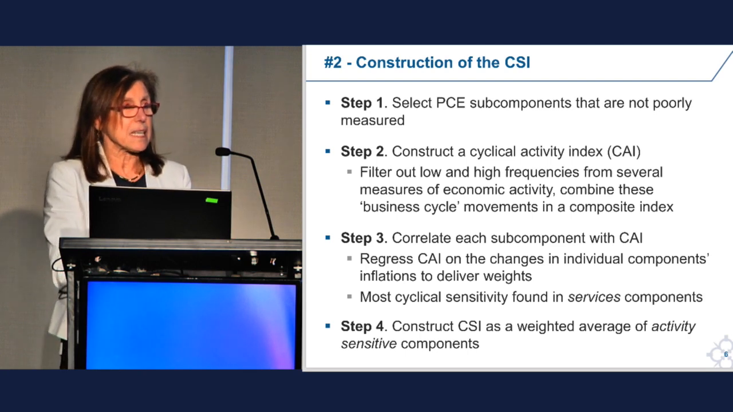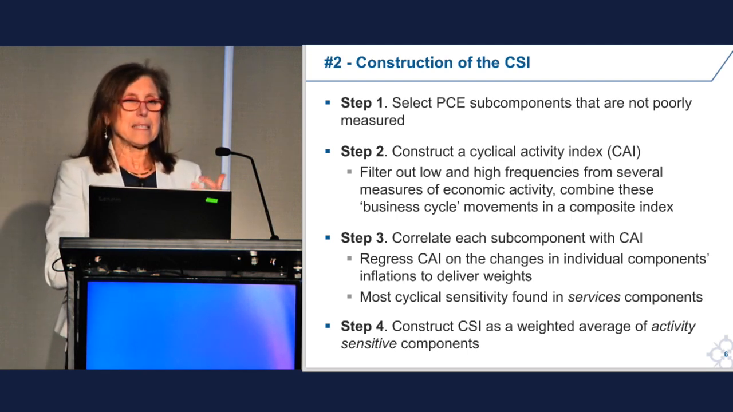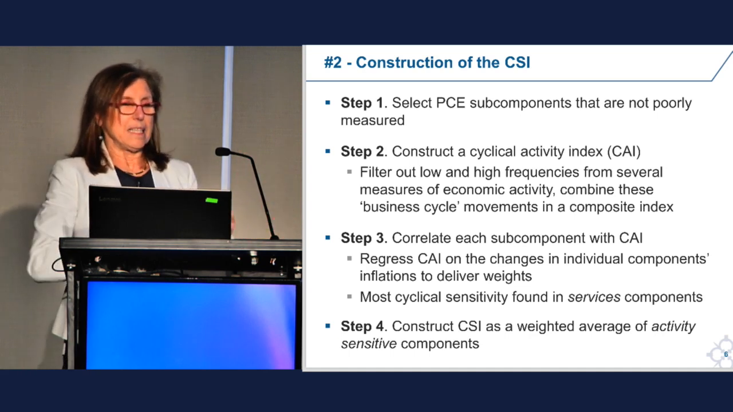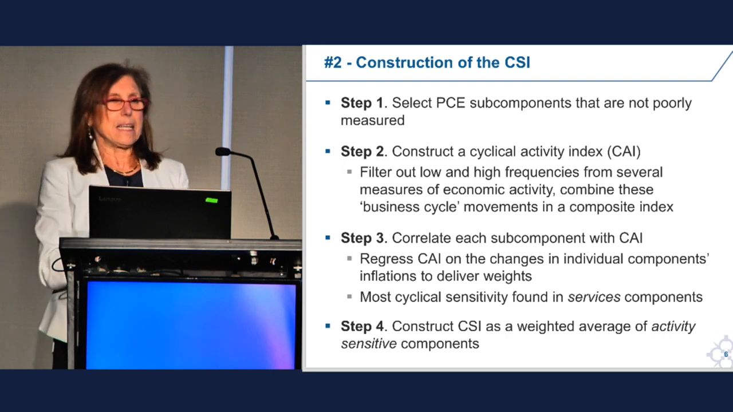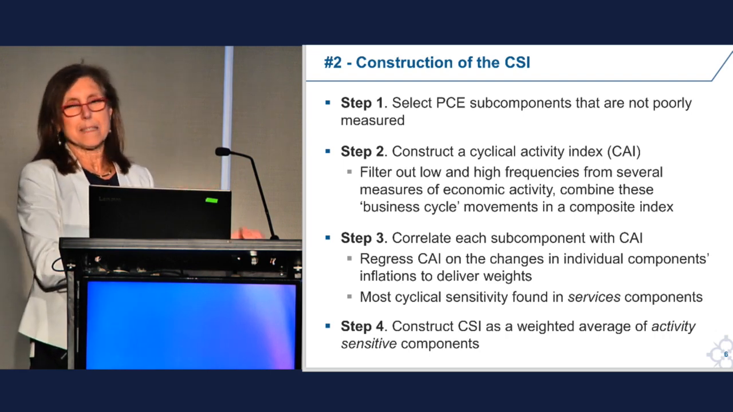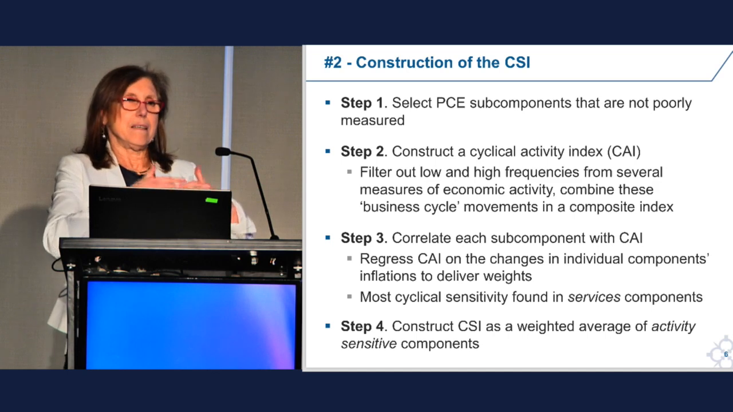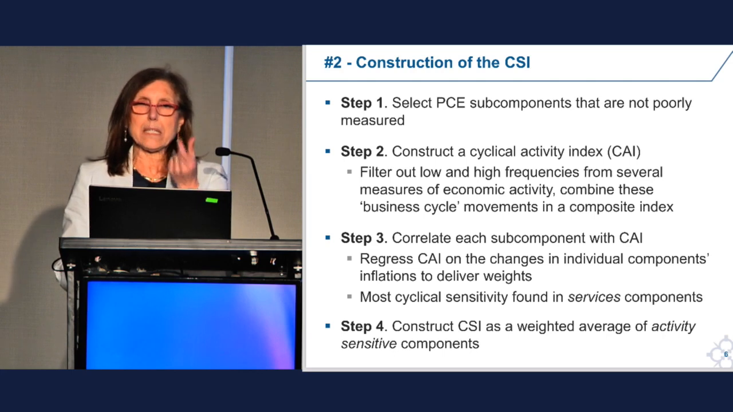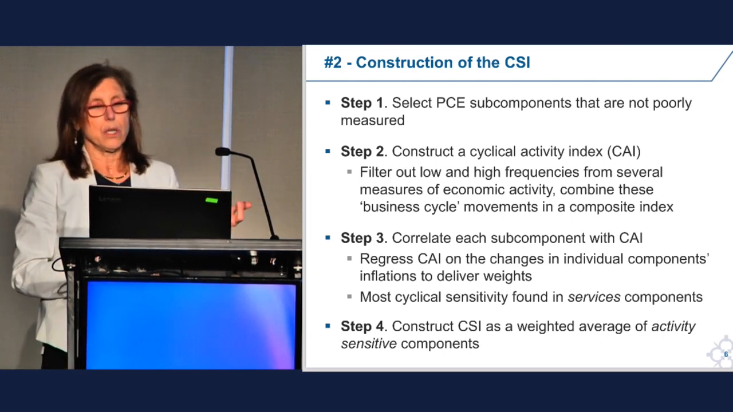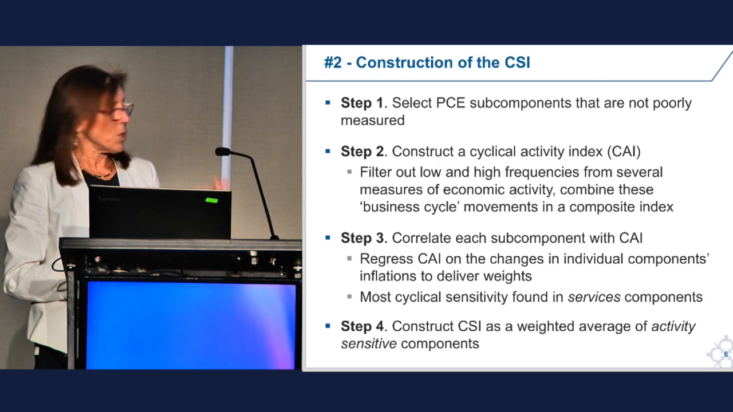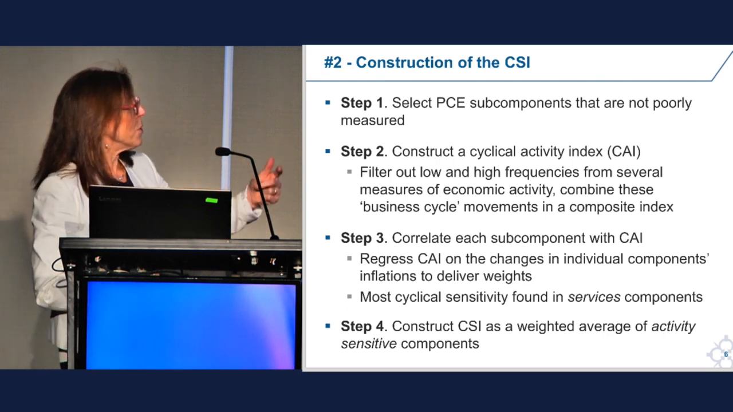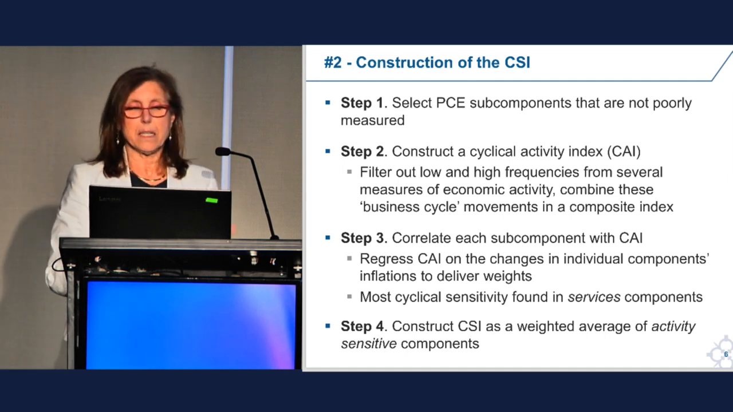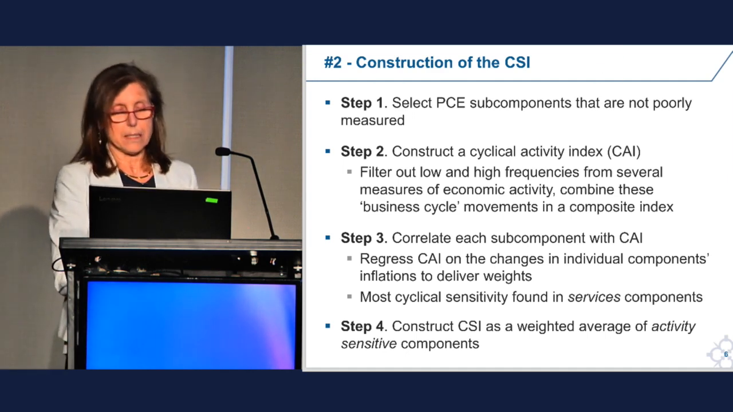They have to construct an index of cyclical activity. Again, they take a sum of the series that we have seen before, filter them in a similar way, and extract the business cycle movement. Then they relate this business cycle movement in aggregate activity to the various subcomponents to get those weights W that you have seen for the construction of the CSI. Each subcomponent is related to the cyclical activity index in terms of variation, and then they construct the CSI.